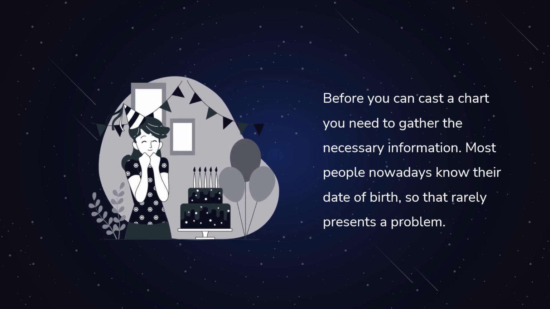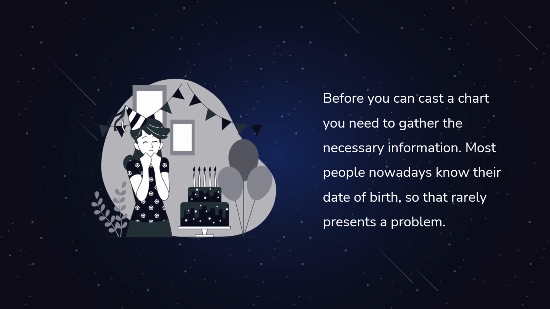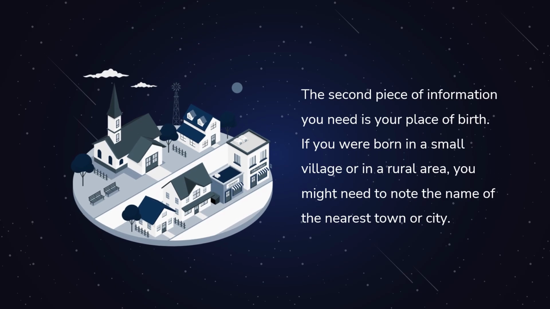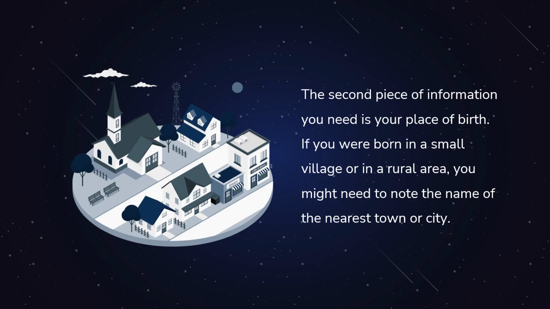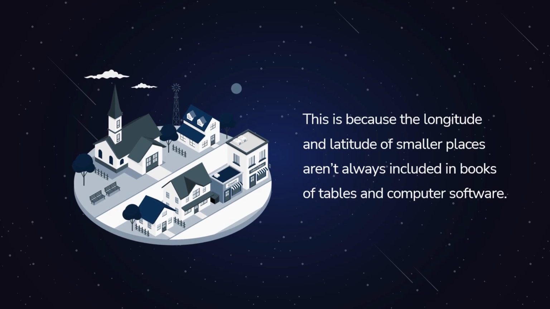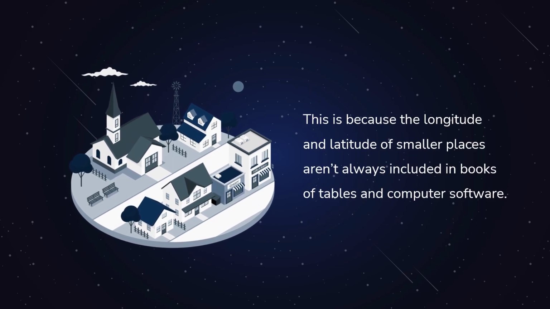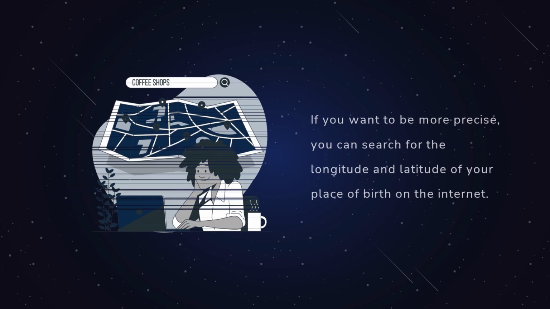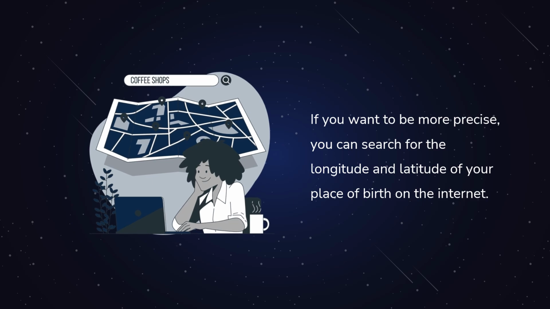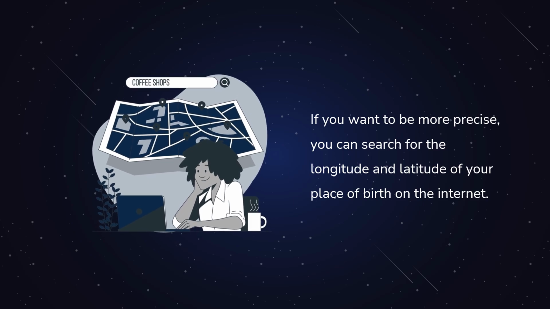Most people nowadays know their date of birth, so that rarely presents a problem. The second piece of information you need is your place of birth. If you were born in a small village or in a rural area, you might need to note the name of the nearest town or city. This is because the longitude and latitude of smaller places aren't always included in books of tables and computer software. If you want to be more precise, you can search for the longitude and latitude of your place of birth on the internet.